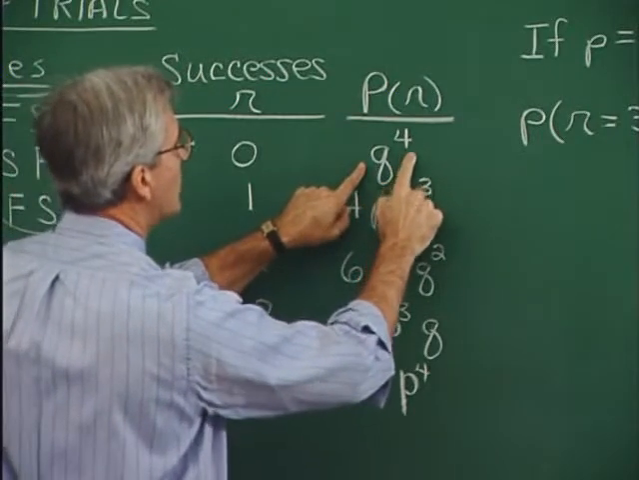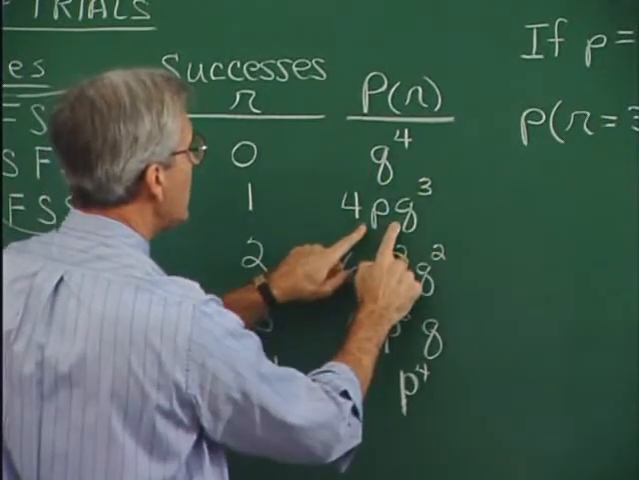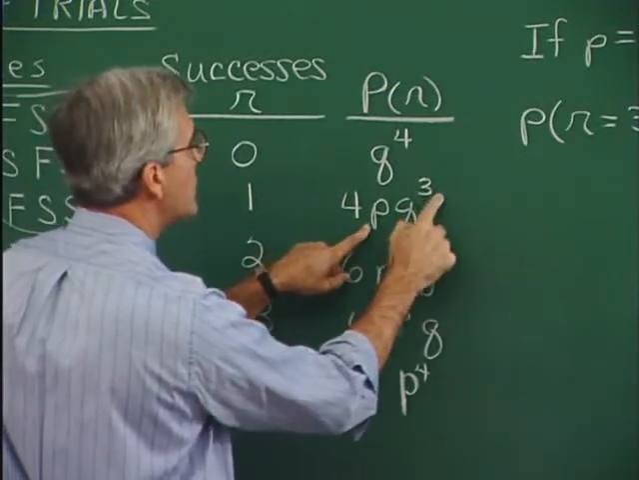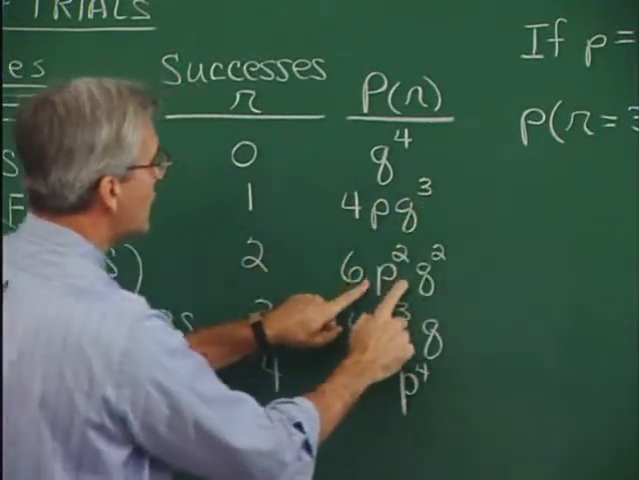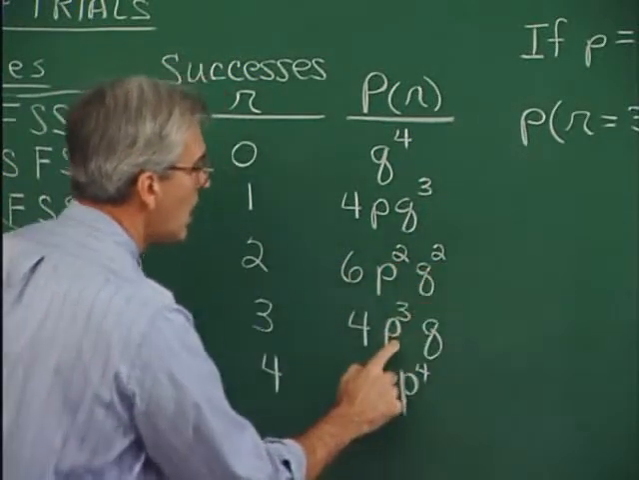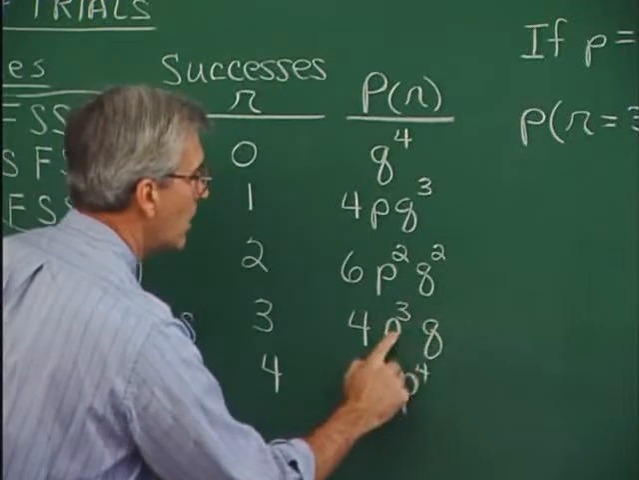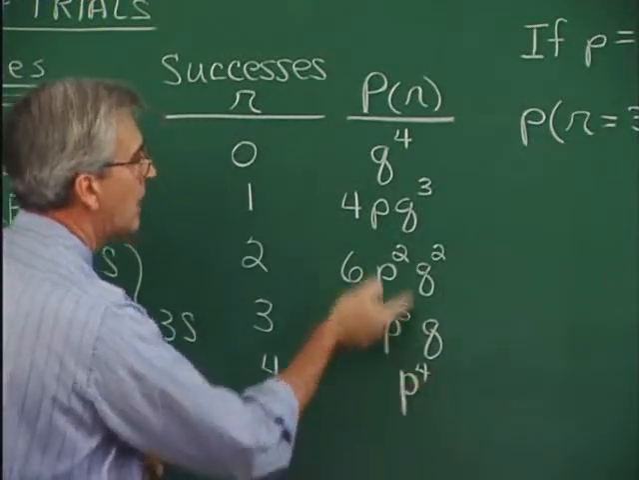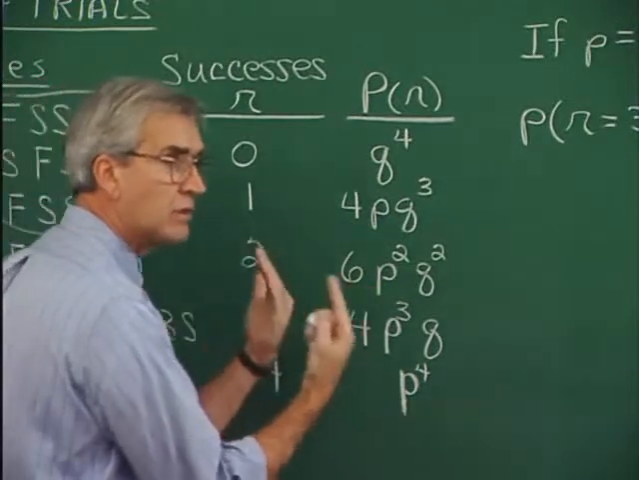This exponent is 4 for Q, and then there is a P with Q cubed. The sum of these exponents is 4, and in the next one, P squared Q squared, the sum of the exponents is 4. P cubed, Q to the 1 power, the sum is 4, and then P to the 4th power. All right, so in all of these, the sum of exponents is 4.